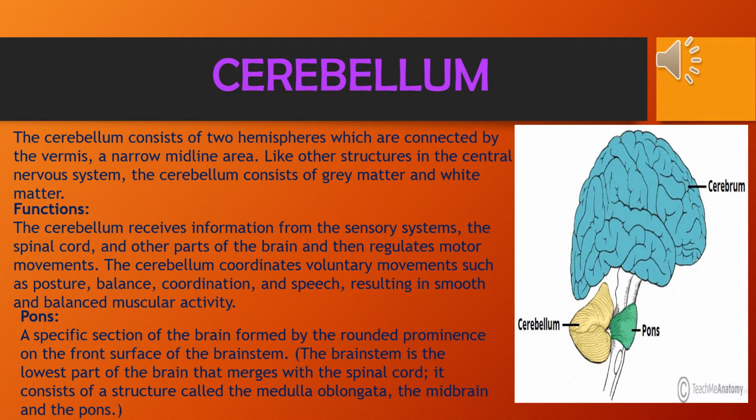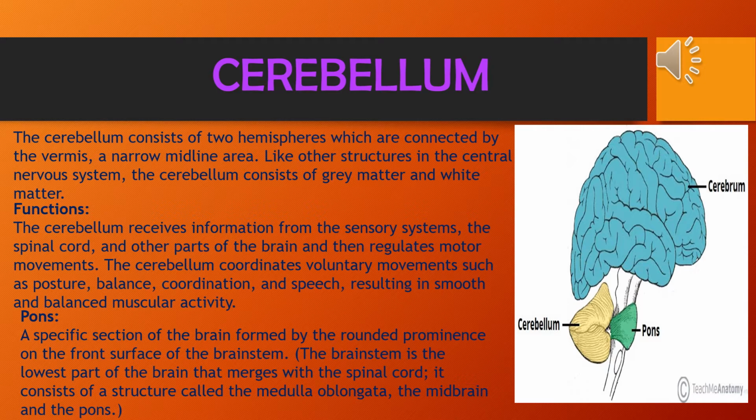Now, second part of the brain is cerebellum. The cerebellum consists of two hemispheres which are connected by the vermis, a narrow midline area. By this vermis, left and right portion of cerebellum has been separated. Like other structures in the central nervous system, the cerebellum consists of grey matter and white matter.